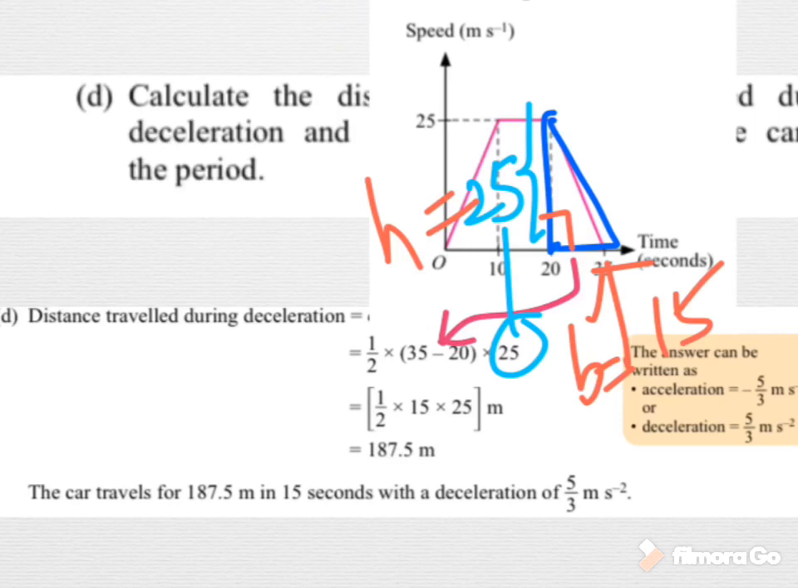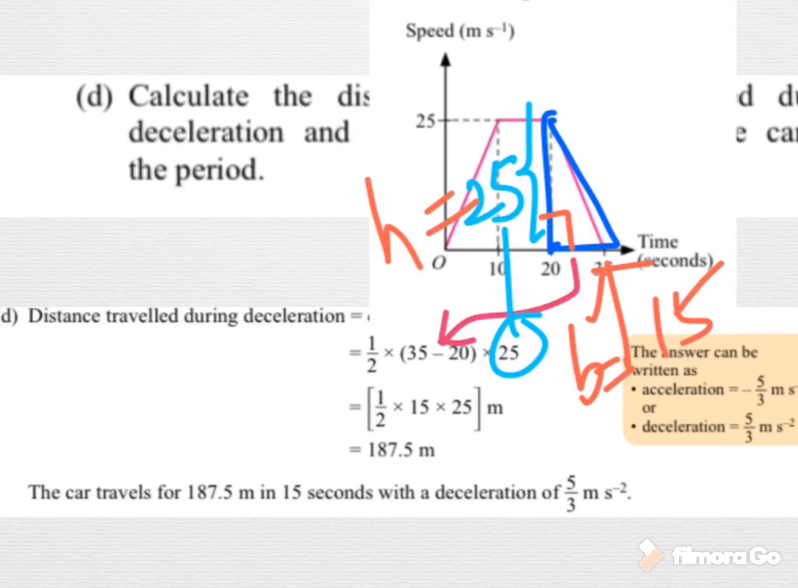You'll find the area of the triangle, which is 1 over 2 times the base, where the base is 35 minus 20, times the height of the triangle. So the answer is 187.5. The height of the triangle is 25 and the base of the triangle is 15.